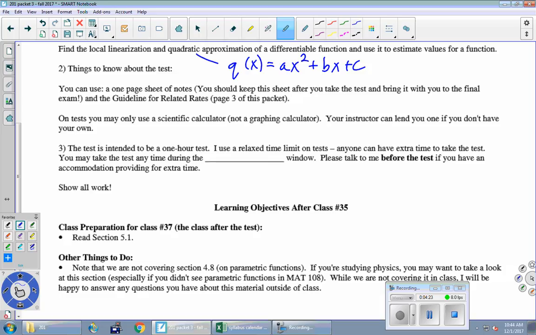Scientific calculator, not a graphing calculator, not your phone. I can lend you one if you need one. The test is written to be 1 hour long, but you can take more. Our window is 10 until 12 on Monday, so come right after physics if you're in physics, but aim for a 10 o'clock start, maybe even 9:55, so you're ready to go at 10 o'clock. Any questions generally? Ryan? Yeah.